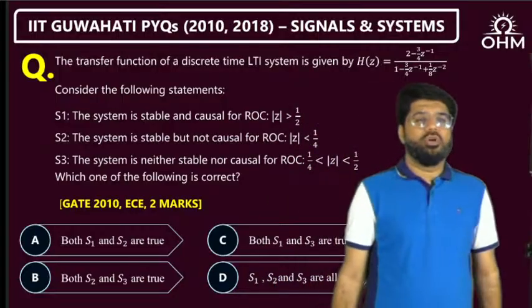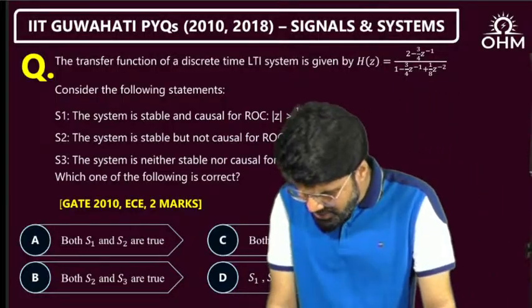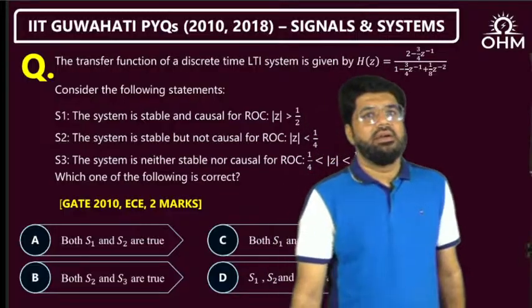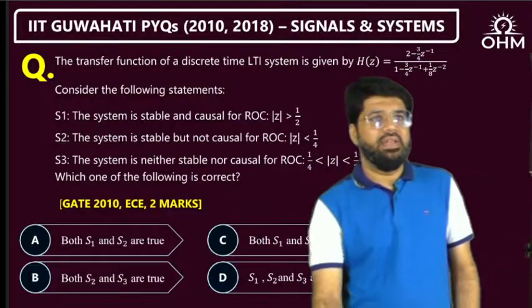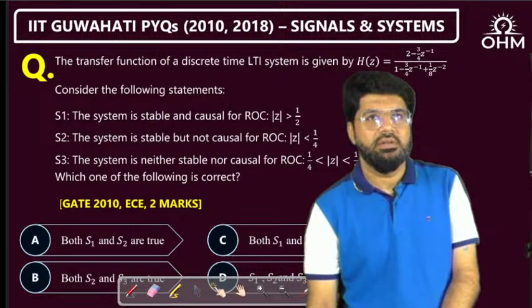Okay, let's also confirm whether the ROCs given are valid or not. ROC knowledge is dependent on the poles. What is the HZ given? Can you factorize and find the poles here?